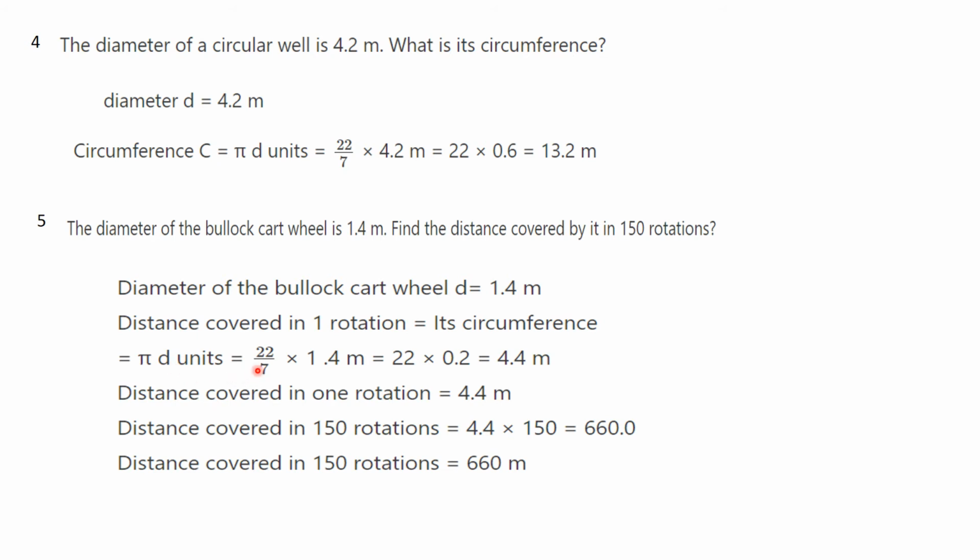22 by 7 into 1.4. 7 and 1.4 cancel to 0.2. So 22 into 2 is 44. One decimal place only, one digit. So 44, from right to left you put the point, 4.4 meter. One rotation is 4.4 meter, so 150 rotations is 4.4 into 150. So 44 into 150 is 6600. One point left, from right to left, so 660 meter. Therefore, distance covered in 150 rotations is equal to 660 meter.